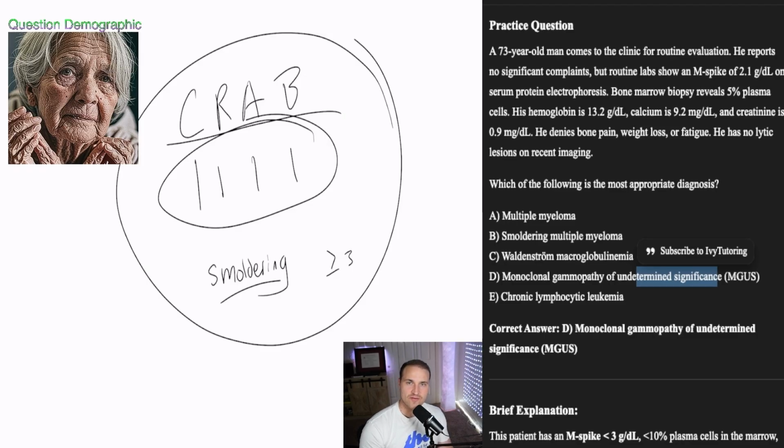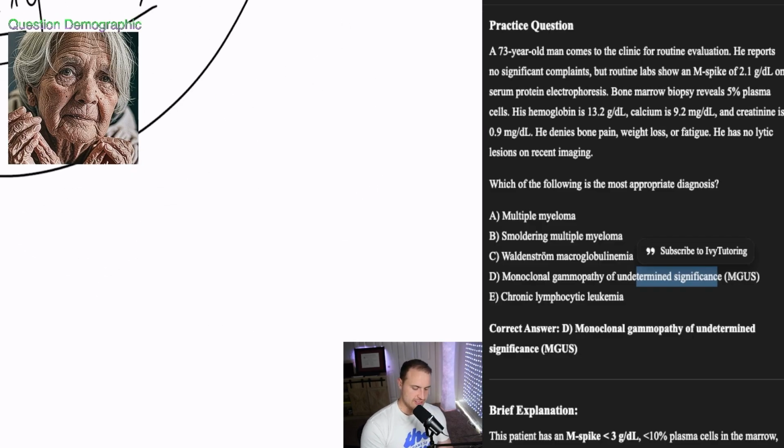There's also Waldenstrom macroglobulinemia. And there you have an IgM spike, not an IgG spike. There you have like headaches, blurred vision, bleeding, neuropathy, that stuff. Chronic liver disease and chronic inflammation, that causes polyclonal hypergammaglobulinemia, not a sharp monoclonal spike.